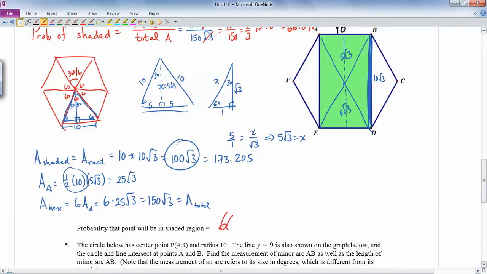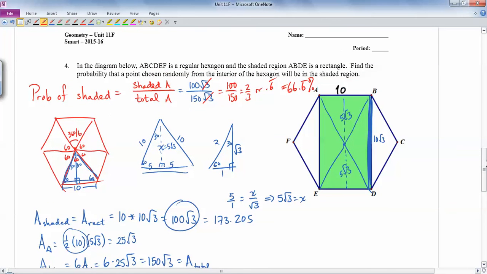So that's the probability that it'll be in the shaded region. Now, that's 2/3, which is a pretty simple answer. So oftentimes when there's a simple answer, there's a simple way of showing it. So let me show you this other way of doing it.